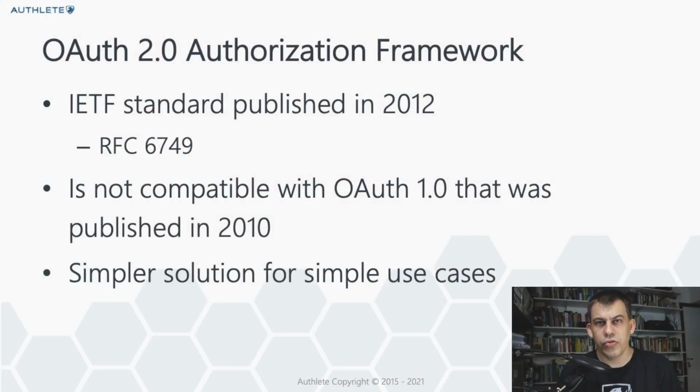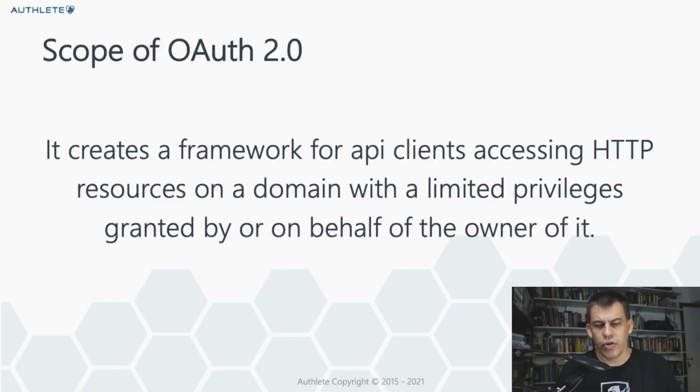OAuth 2 was published in 2012 by the IETF, replaced OAuth 1 without backward compatibility, and created a simpler solution for the major use case, and also created all the extensions required to address more complex scenarios. So what is OAuth 2? It creates a framework that allows web API clients to access HTTP protected resources on domains with limited access, or on behalf of the owner of the resource.